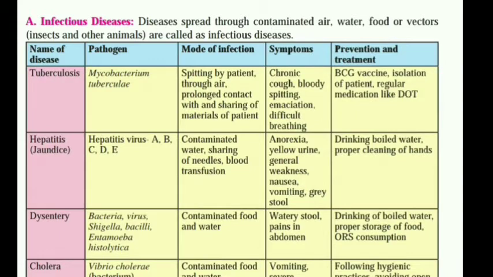In this chart we are learning about five diseases. First, tuberculosis; second, hepatitis; third, dysentery; fourth, cholera; and fifth, typhoid. Let us see these diseases in detail.